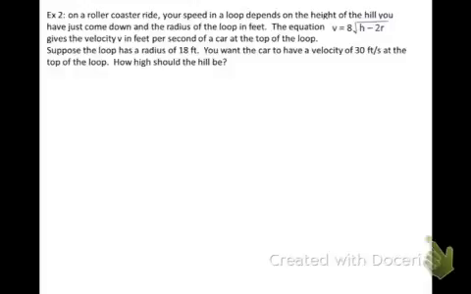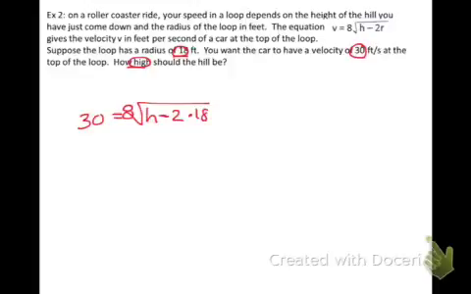Suppose the loop has a radius of 18. You want the car to have a velocity of 30 feet per second. So they give you the velocity, and you want to know how high the hill should be. So h is the one that's not showing. You're going to substitute all the numbers. So it's going to be 30 equals 8 square root of h minus 2 times 18.